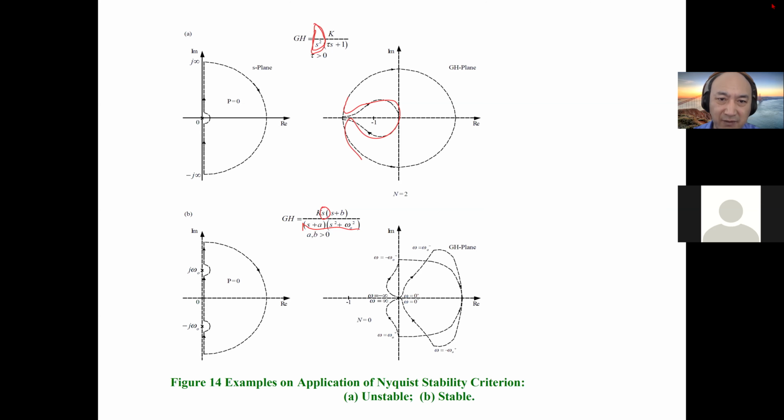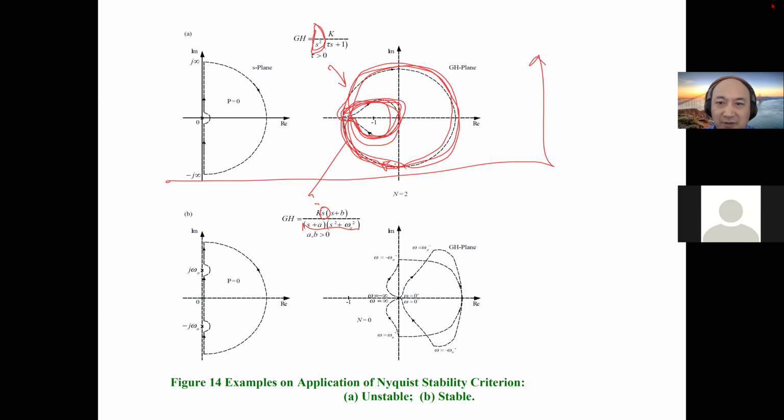I think I did something wrong here. I should say, they did this way, sorry. Then it encircles, then comes back, okay? So it's something like this. So this is also considered an encirclement, okay? This corresponds to this. So this is unstable, and this is a stable example.